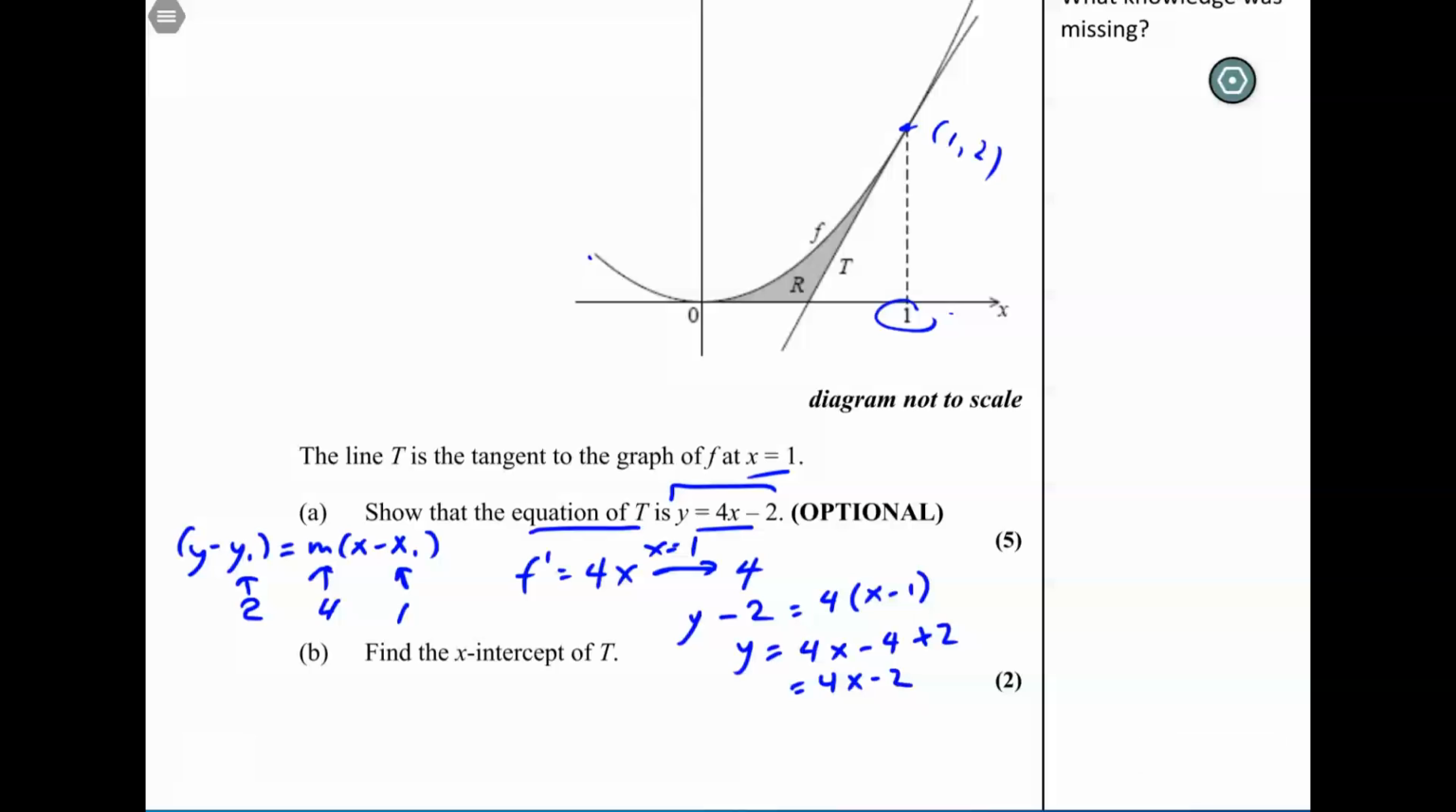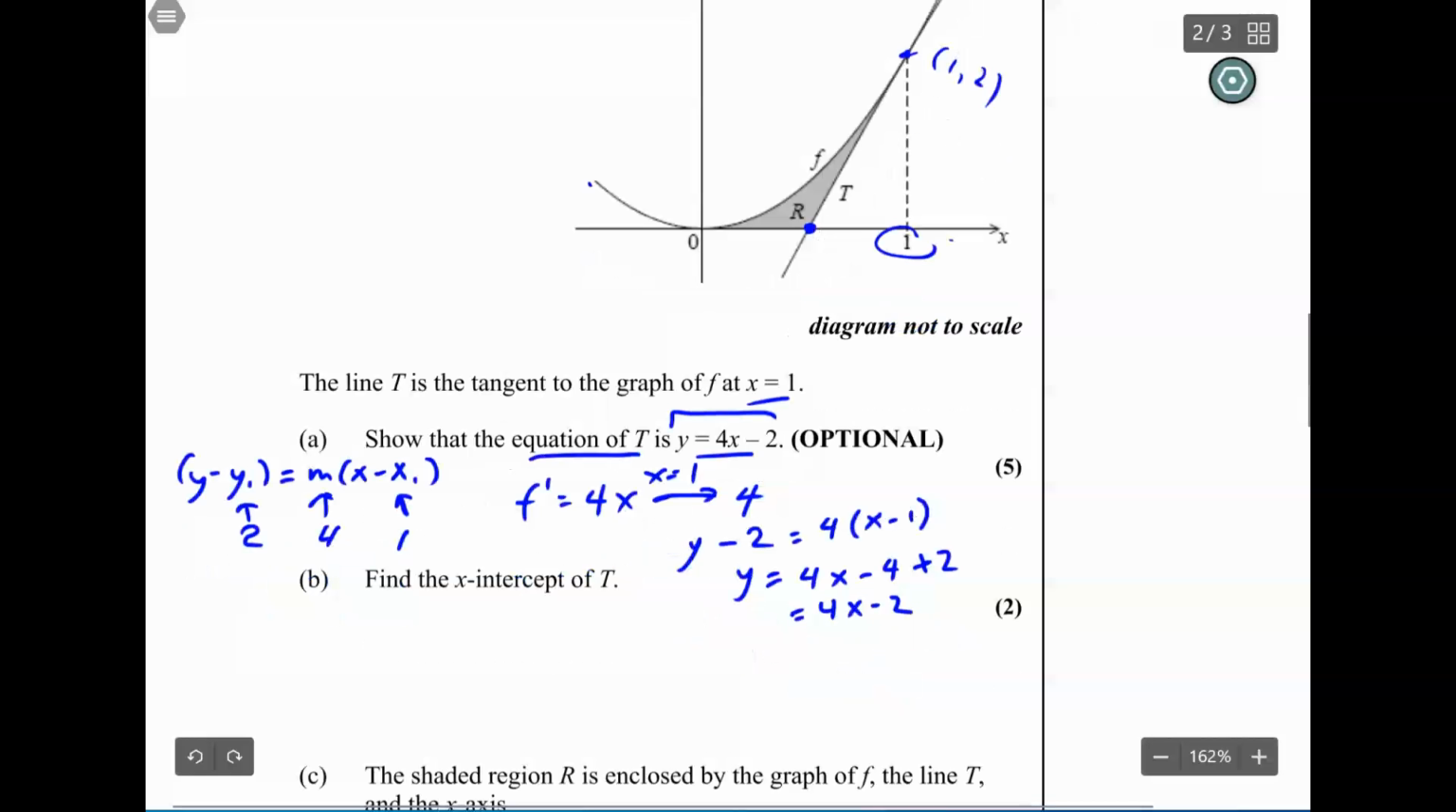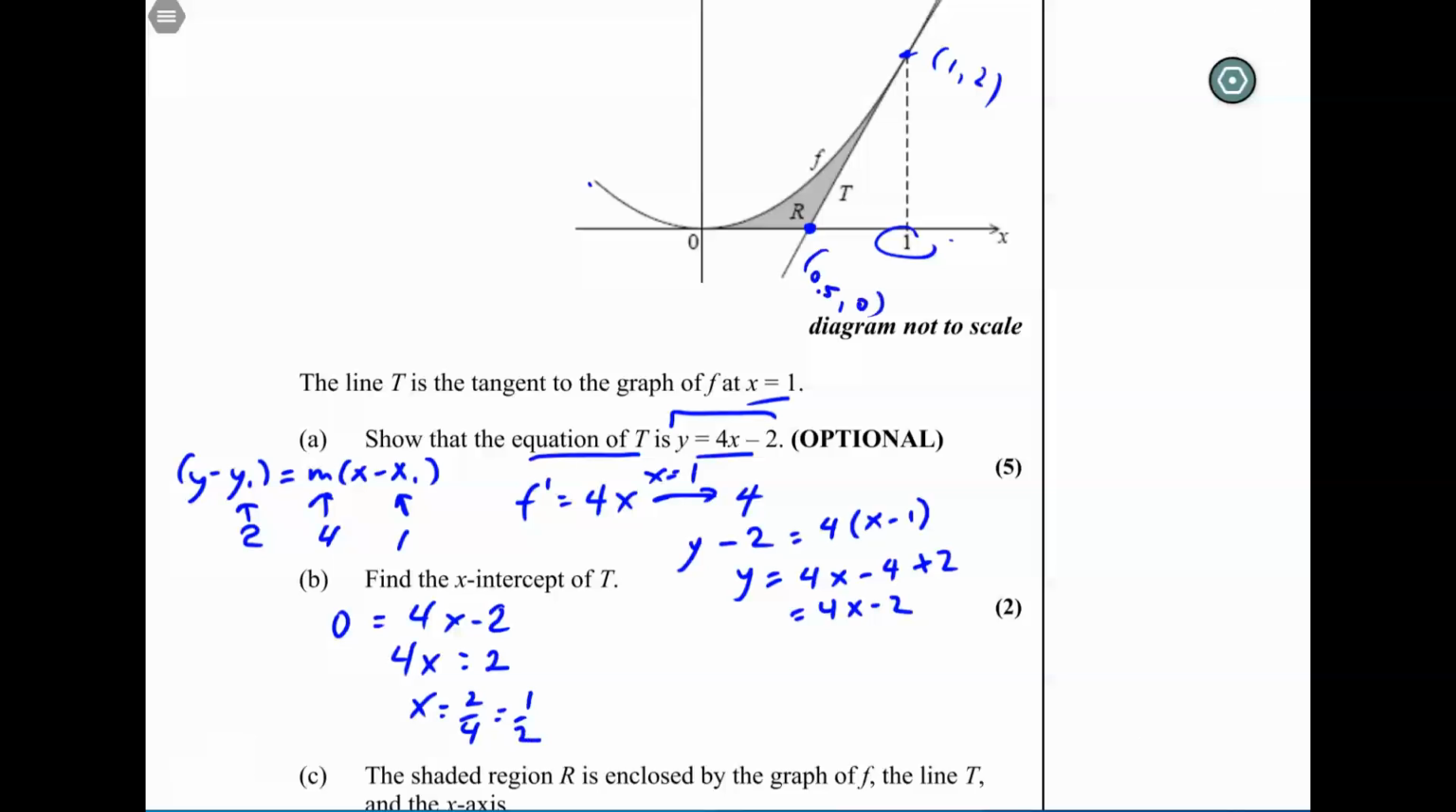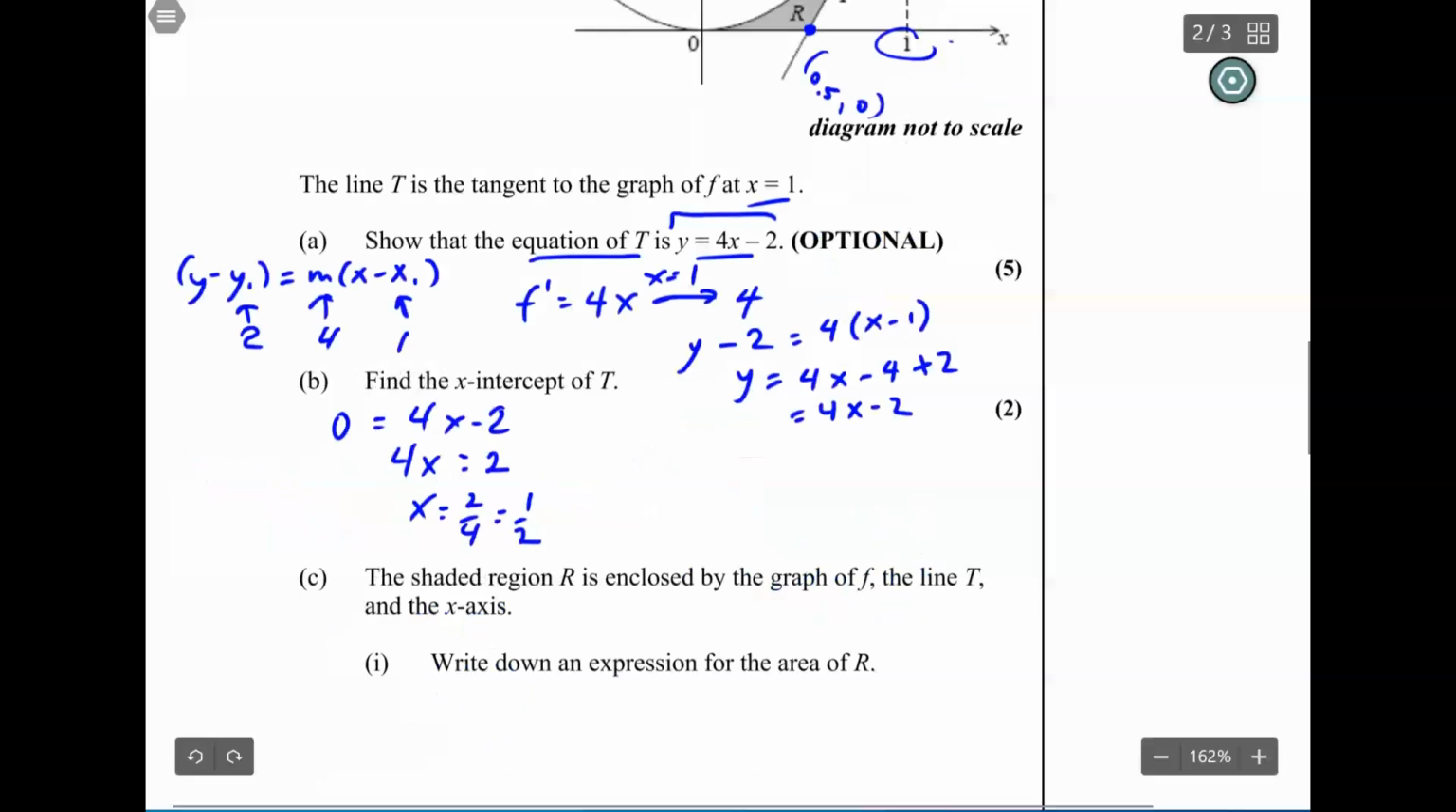Find the x-intercept of t. So where is this point here? Okay, the way we can find that is we know that the x-intercept has a y coordinate of 0. So we could put 0 in for y, so we'll do that. 0 equals 4x minus 2. Well, let's rearrange it. 4x equals 2. X equals 2 over 4, which is equal to 1/2. So that means that this point is 0.5, 0. That is the x-intercept of t. We're going to find out why they asked us for that.